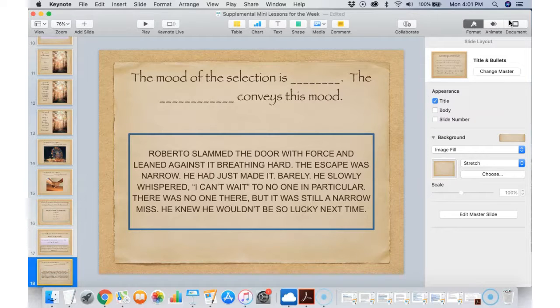So let's read this example together. Okay, we're thinking about the mood. The mood of the selection is what?